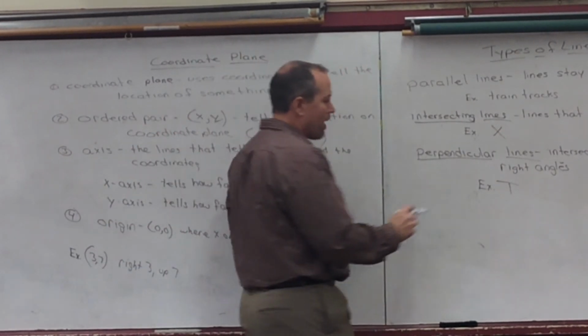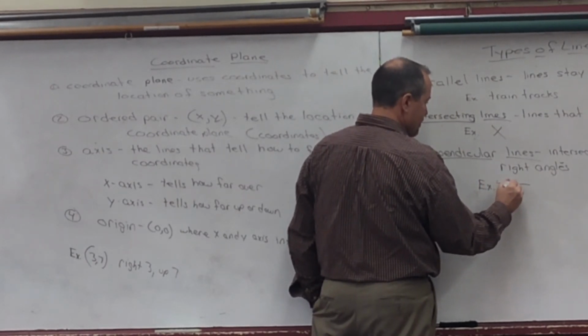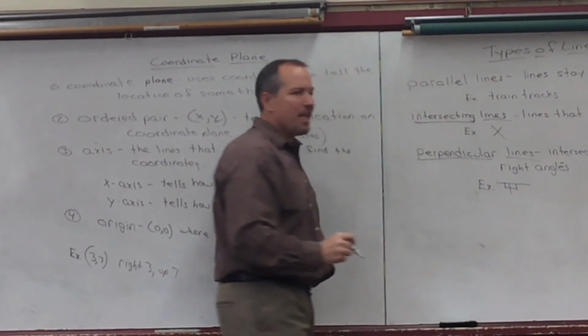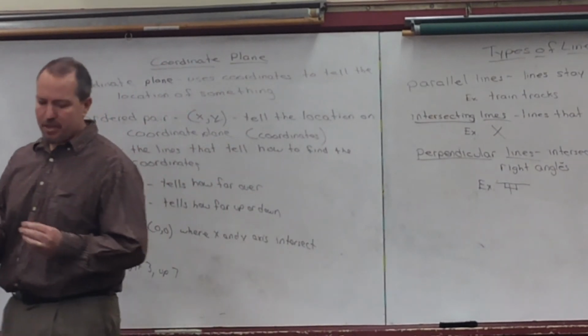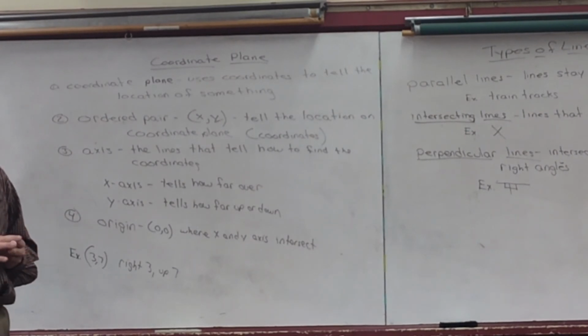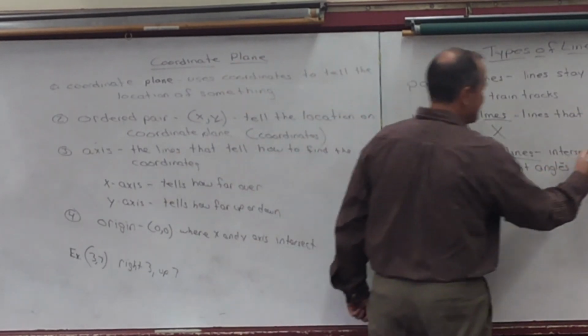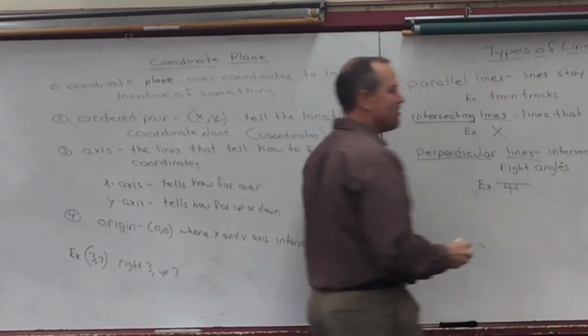Now the symbol for right angles is when they make a box at the angle. That is a sign that it is a right angle, meaning 90 degrees. Yes? You spelled intersecting. Intersecting.